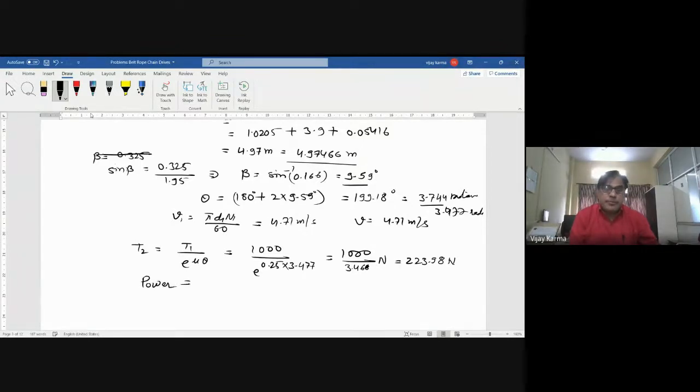Then power will be 1000 minus 223.98, cross check the values, just multiplied by 4.71 meters per second. So this will be in watts, equal to 3655.02 watt. This is the answer. Just cross check the value.